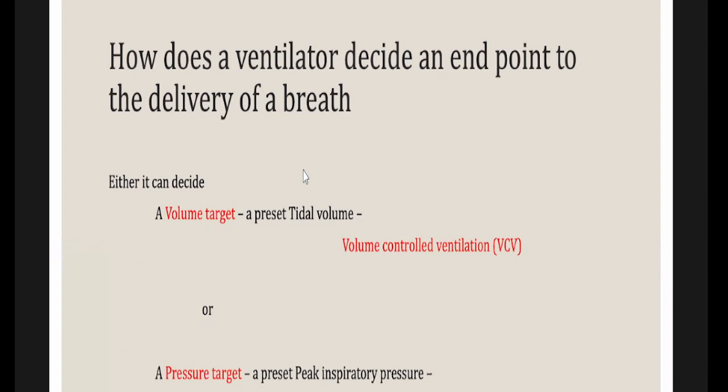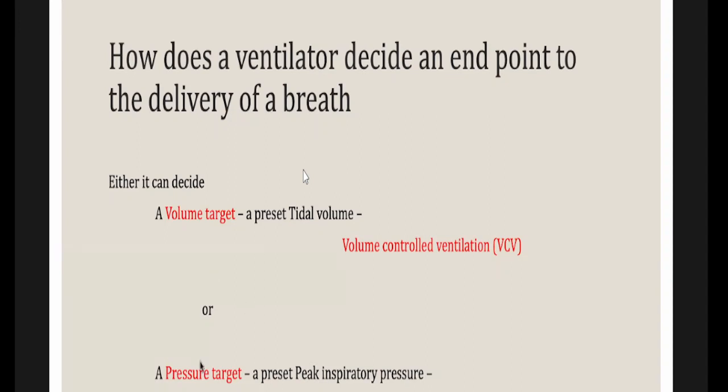Okay. So, in volume targets, what happens is we set a tidal volume on the ventilator interface. For example, we set 500. We set 500 for a patient and say, okay, this is the tidal volume. So the ventilator takes that input and will deliver only 500 of volume, so it takes the volume target as 500. In that scenario, we call it volume controlled ventilation. So that is how we let the ventilator decide the endpoint.